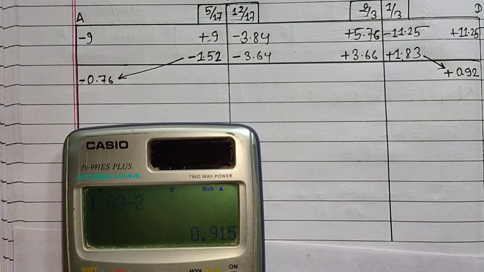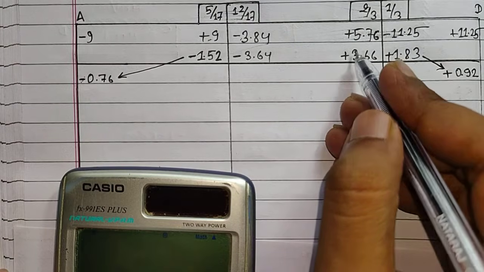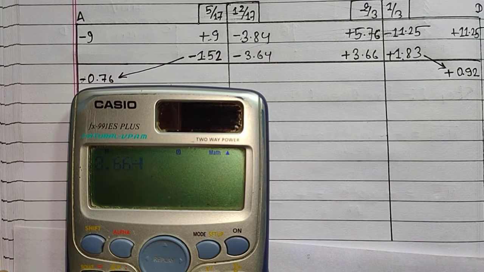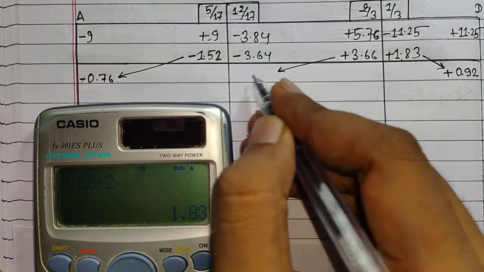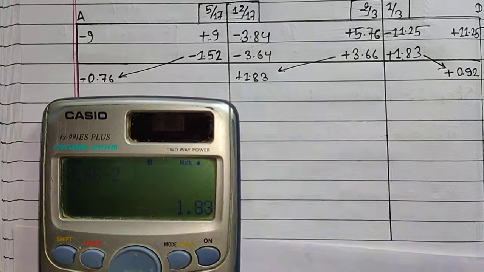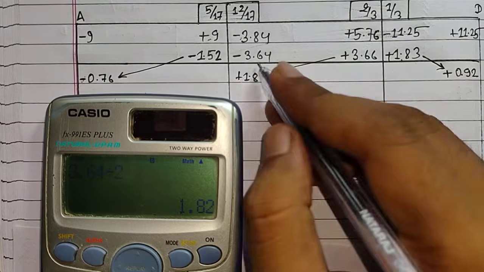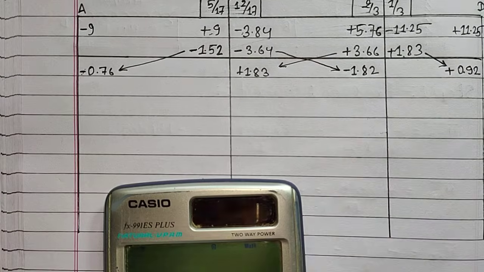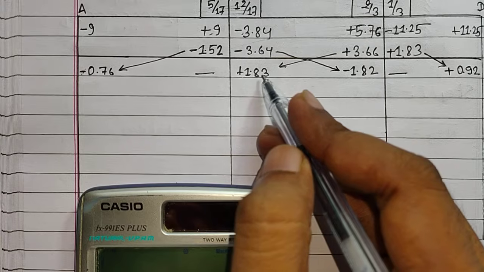Now see here guys, we need to do the carry over of the moment here. This is positive 3.66, so divide 3.66 by 2, we have here 1.83, that is positive, so bring it here, so we will have positive 1.83. Similarly this is 3.64, so 3.64 divided by 2, we have here 1.82, that is negative, so minus 1.82. Here nothing means 0, so on adding these two we will get 1.83.